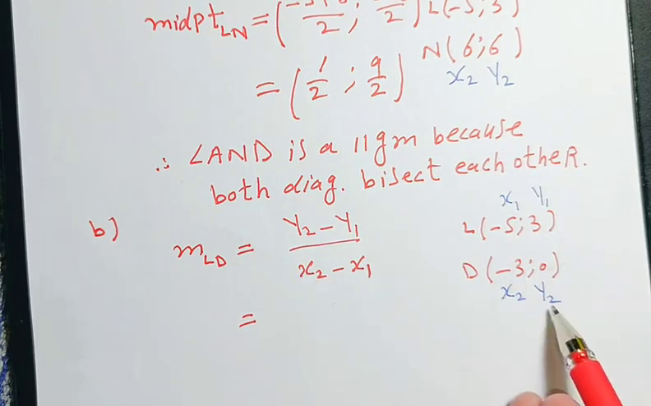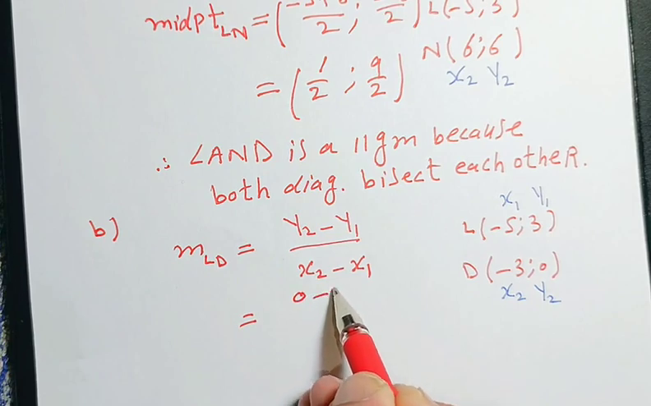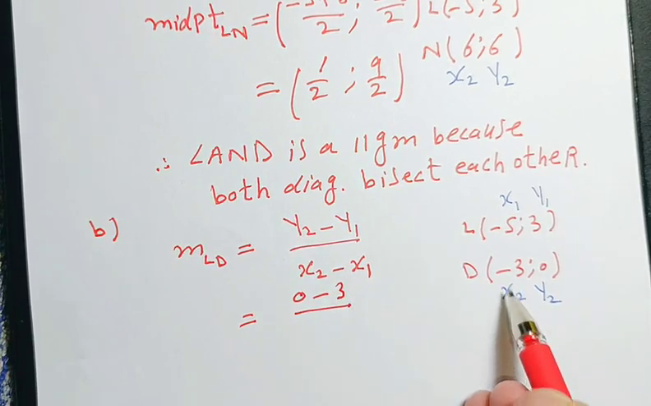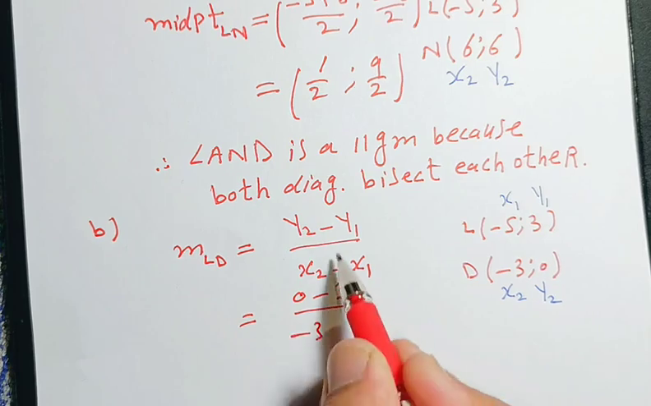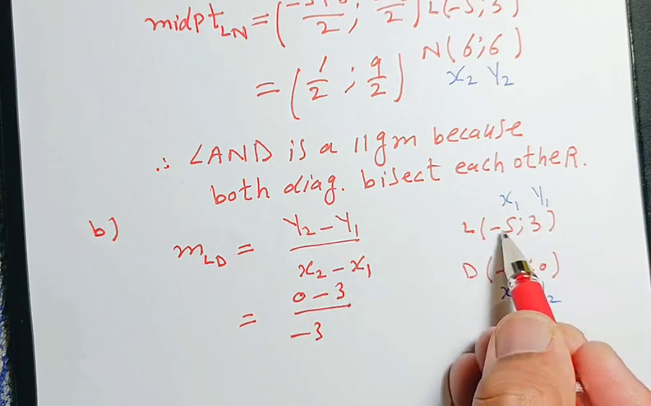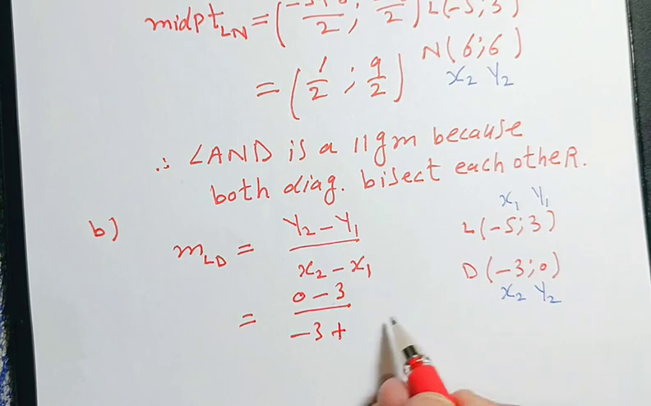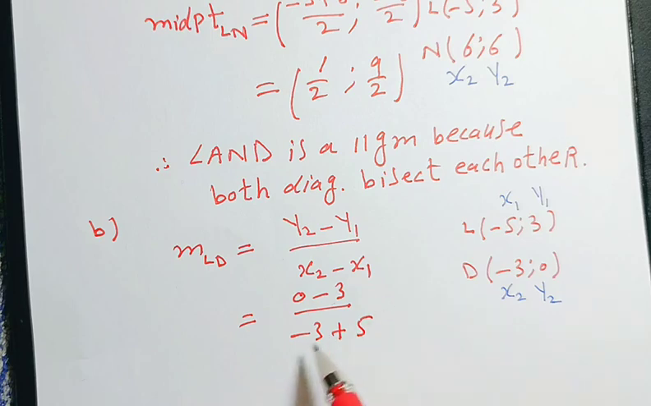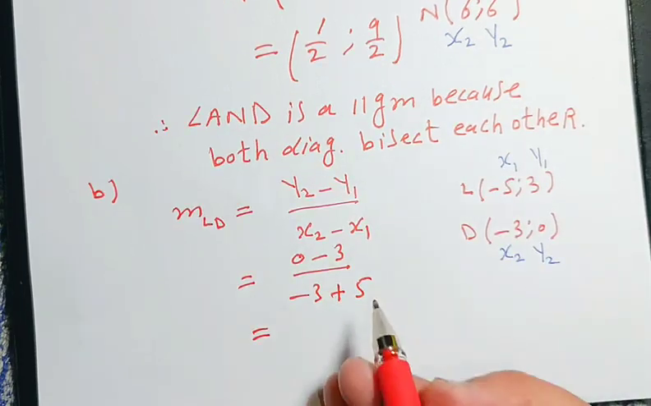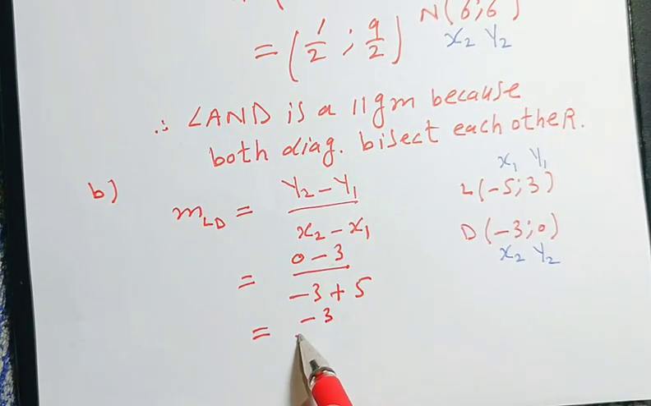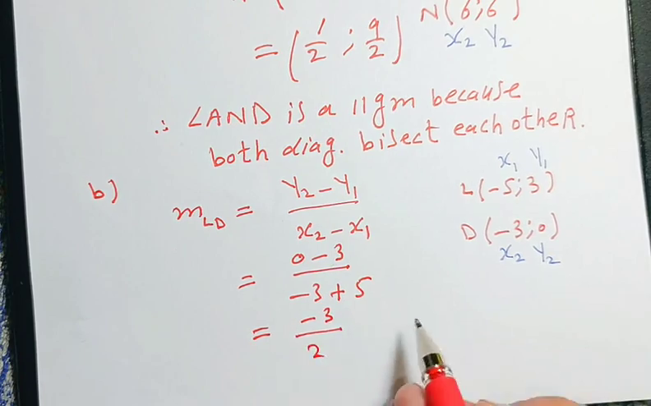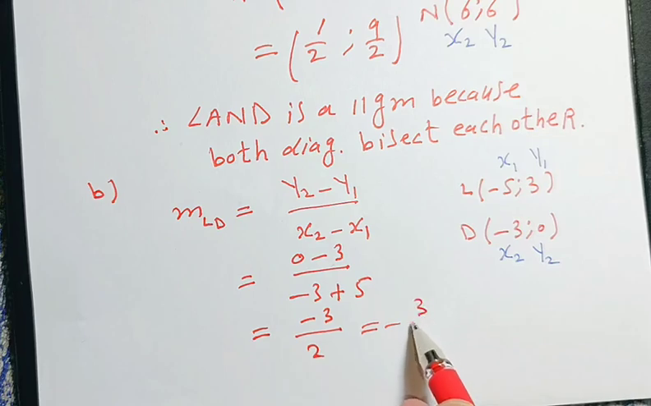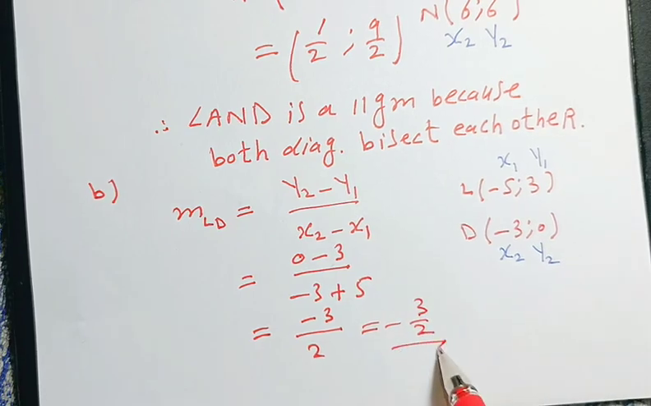So y2 minus y1, so 0 minus 3 over x2 minus x1, -3, minus and minus become positive, negative and negative become positive 5. Now to simplify this one, the top is going to be -3, at the bottom a positive 2, so -3 over 2, that's my gradient of LD.